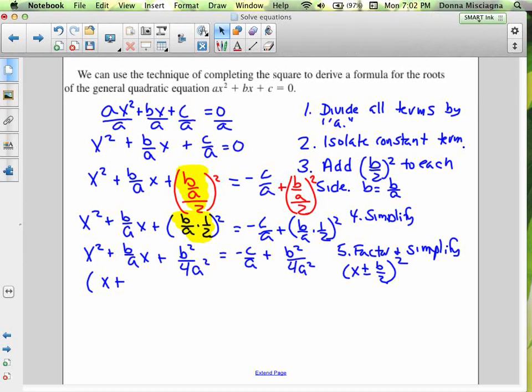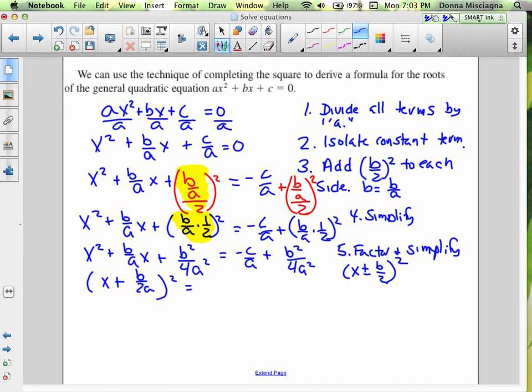All right, so on the left we have x plus, and let's simplify. Let's make b divided by a times 1/2 look nice. Let's write that as b divided by 2a. That looks a lot nicer. And all of that is squared.